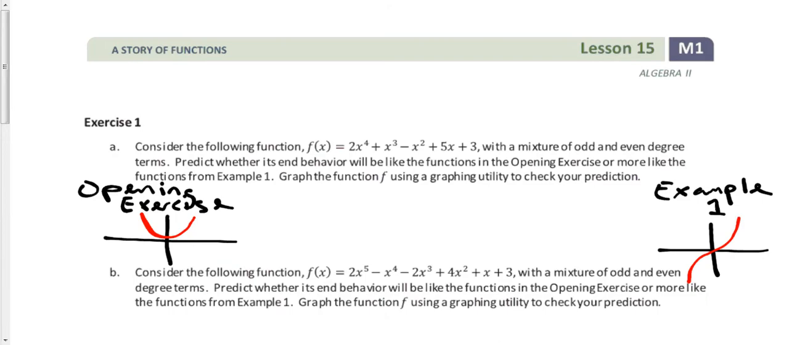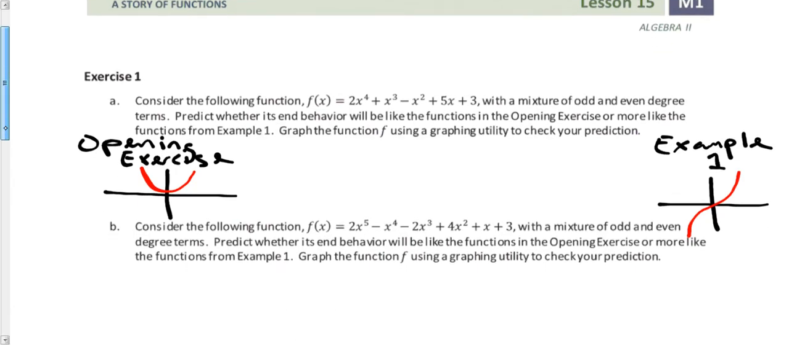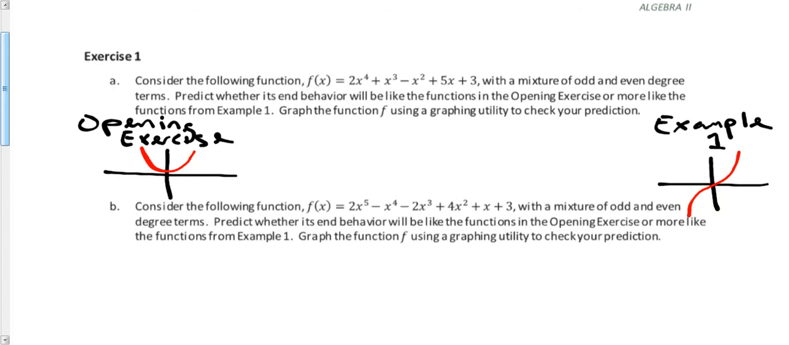All right? Now we're off to exercise 1, which is page 2 of your packet. Now, consider this function. F of x equals 2x to the 4th plus x cubed minus x squared plus 5x plus 3. Do you think that your curve will look more like this guy or more like this guy?